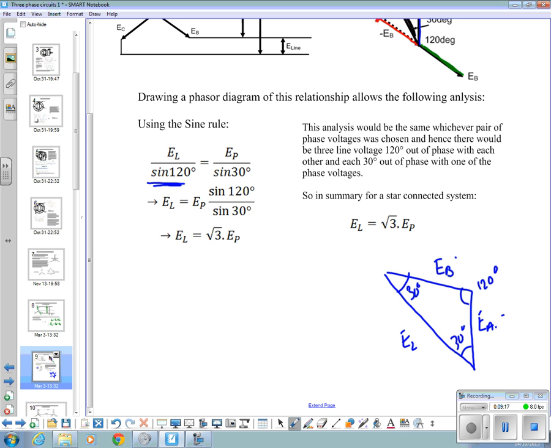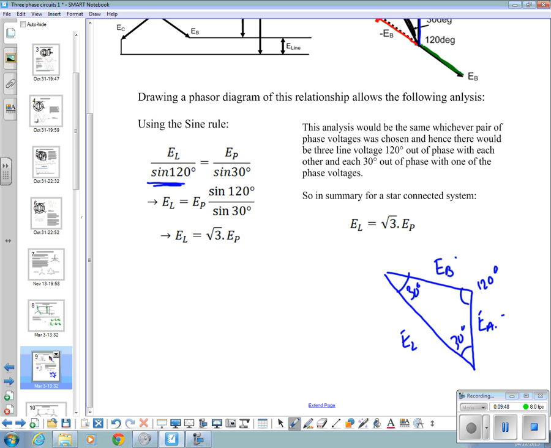Rearranging that, we get EL as EP times sine 120 over sine 30, and if you do that in your calculator, you'll find the result is the square root of 3, nice and conveniently. I suggest you just try it so that you're confident and make sure. Therefore, the line voltage in a star connected system is equal to root 3 times the phase voltage.